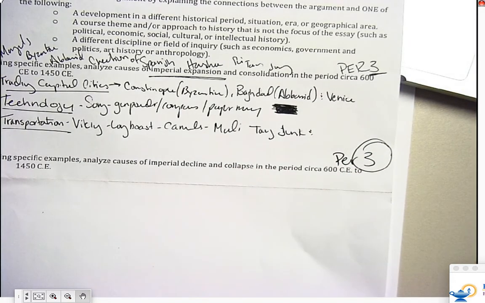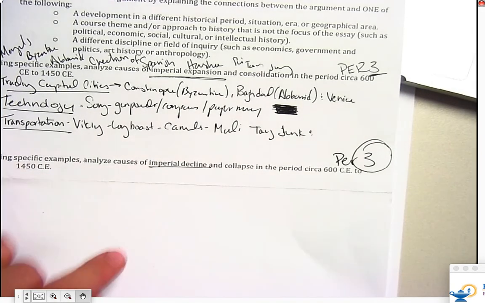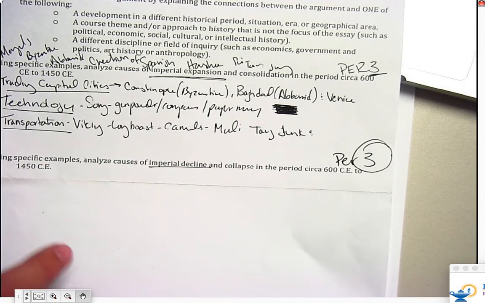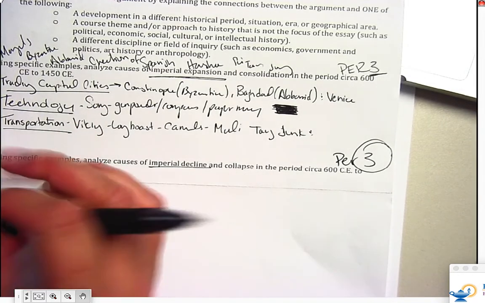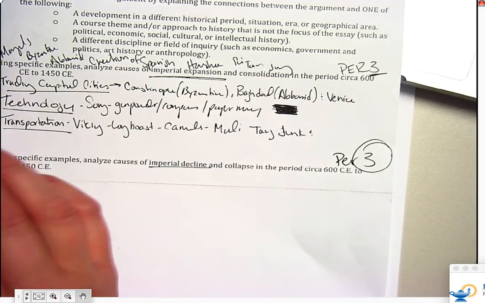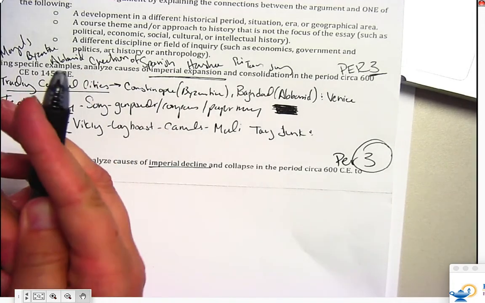All right. So using specific examples, causes of imperial decline. What do we mean by imperial decline, Max? The fall of empires. So you have to know your fall of your empires in order to do this. So what are some causes of some empires that are going to fall? What do we got? Emily? Peasant rebellions. Okay, which ones are peasant rebellions?